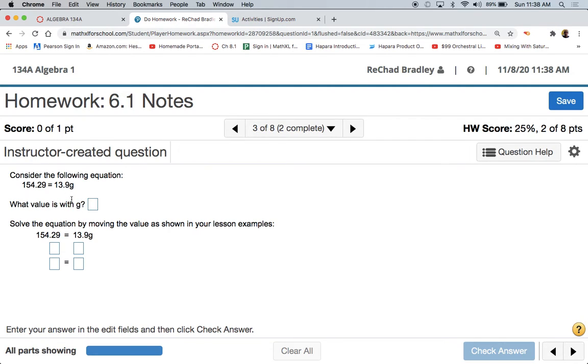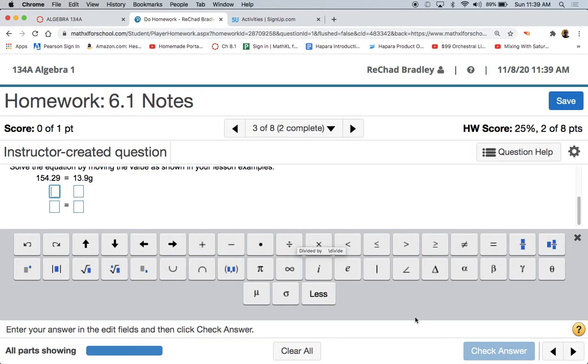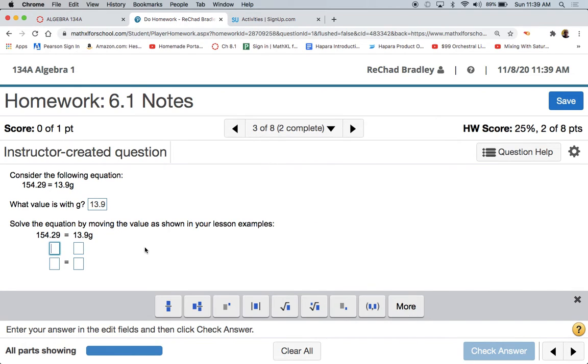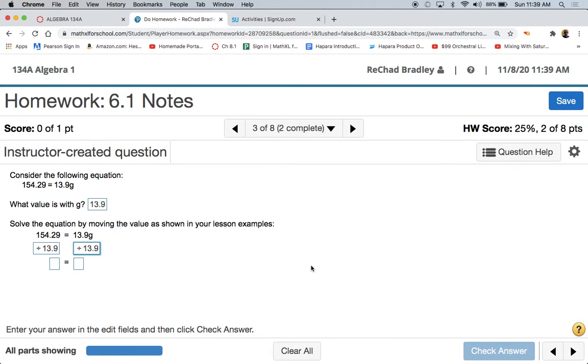What value is with G? Finding this, you have to recognize G is over here, with 13.9. From there, we want to figure out how to move 13.9. Remember, if this was directly attached, that means multiplication, which means we want to divide. But you can't draw a line, and this is where you want to make a note: for division, you must use the division sign. Once you click on the box, down here at the bottom, you hit more. If you don't click on the box, you can't get to it. There's a division symbol there. Divided by 13.9. You can then close that back out by hitting that X.